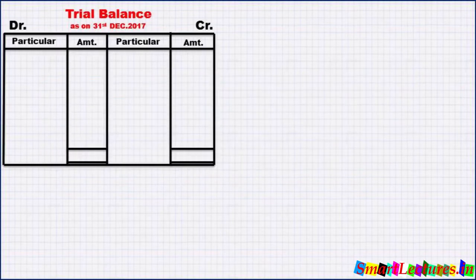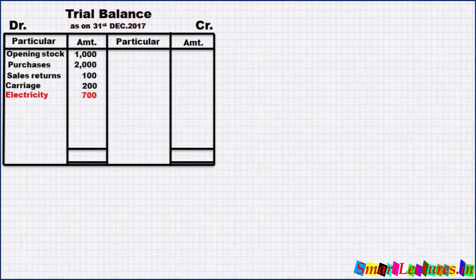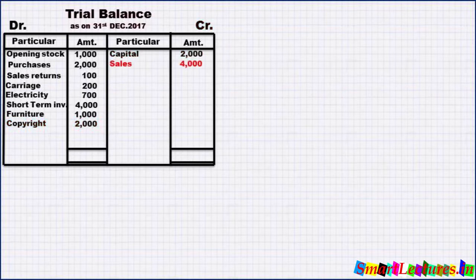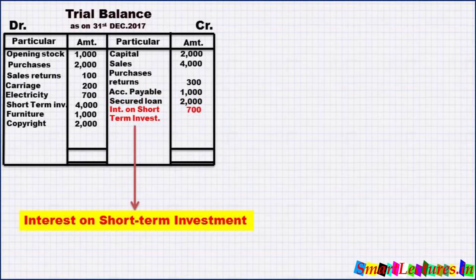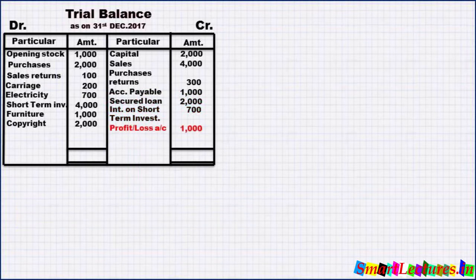Let's take another example. This is the trial balance as on 31st December 2017. Opening stock 1000, purchases 2000, sales returns 100, carriage 200, electricity 700, short term investment 4000, furniture 1000, copyrights 2000. And on credit balances, capital 2000, sales 4000, purchases returns 300, accounts payable 1000, secured loan 2000, interest on short term investment 700, profit and loss account 1000, and closing stock 300.